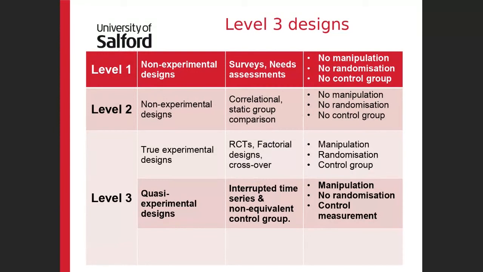So we think about level 3 designs. The first one that we've talked about is the true experimental design. And now what we're going to talk about is the quasi-experimental design. And that's when we don't have randomization. So we're still manipulating, we're still doing some sort of treatment, or still changing one variable, and we still have a control measurement. But what we're not able to do is randomize into these 2 groups. One is the treatment and one is the placebo or the control group.